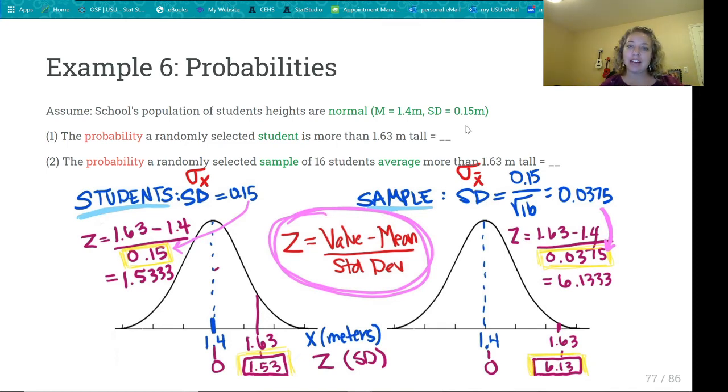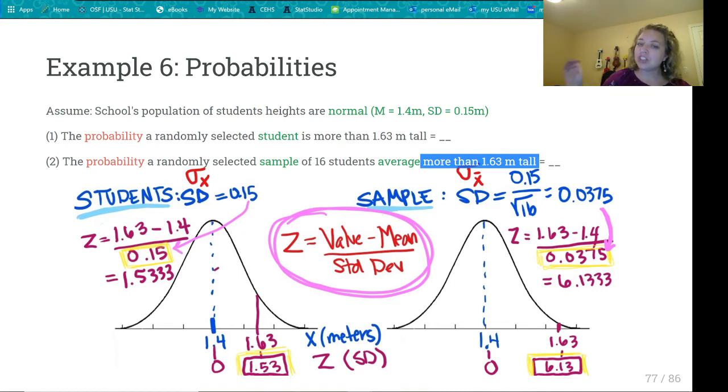Remember our 68, 95, 99.7 rule? Three standard deviations either side of the mean captures 99.7% of the data. And so to be 6 standard deviations out, that's way out there. So we're going to go to the z-table, and for both of these we are going to find the areas in the table. But again, we need to look at the wording. It says we want to find probability, so that's going to be a percentage written as a decimal, specifically more than this height. Both of these questions state more than this height.